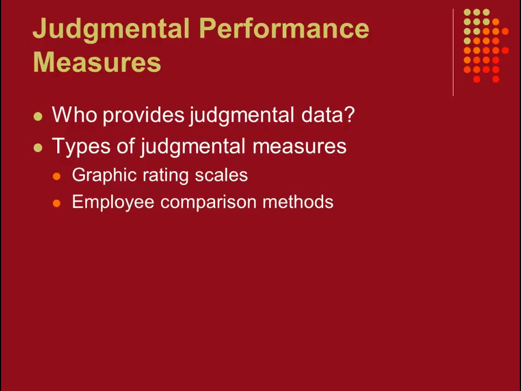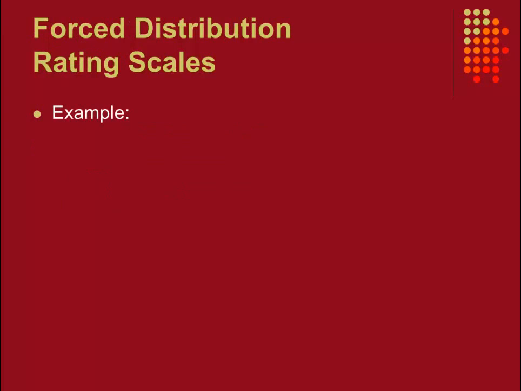One version of this approach that was recently popular is the force distribution rating scale. In a force distribution rating scale, each employee gets an overall grade for their performance, but the percentage of employees who get each type of grade is preset by the organization. This system is similar to grading on a curve, where there will be a certain percentage of A's, B's, C's, and so on. Let's take a look at an example.